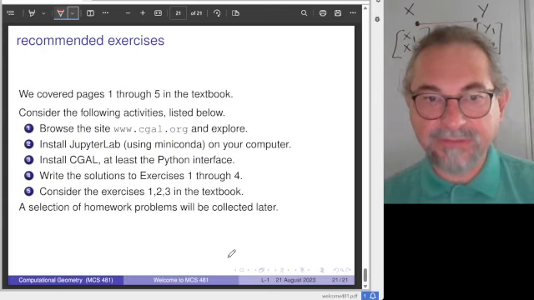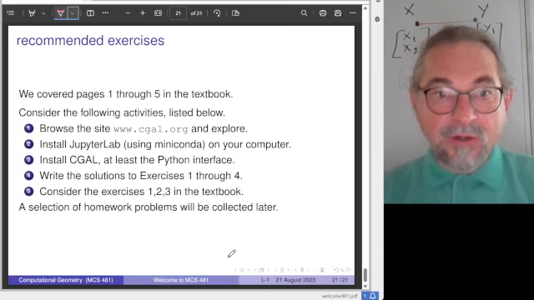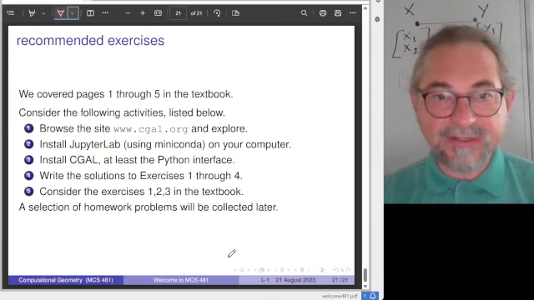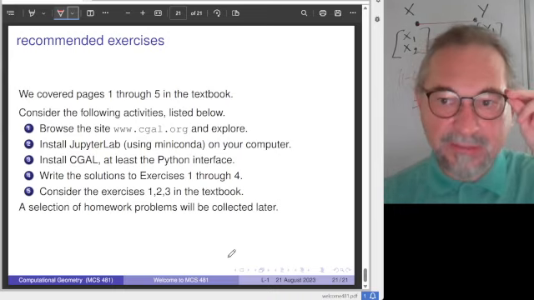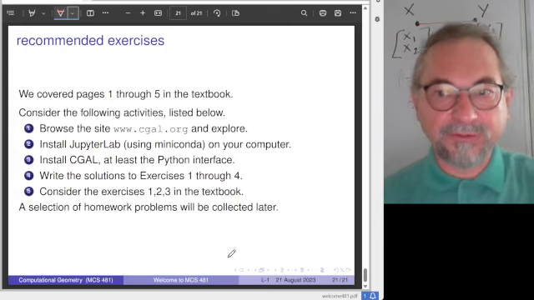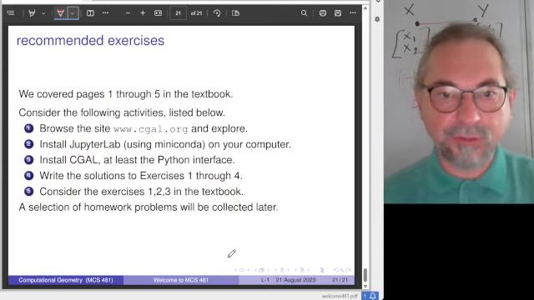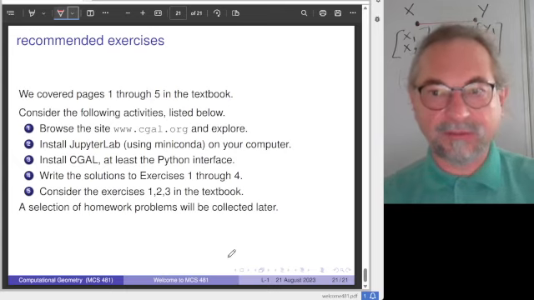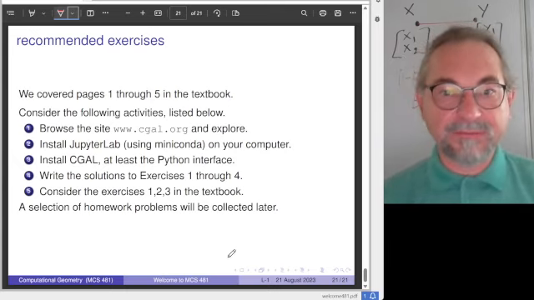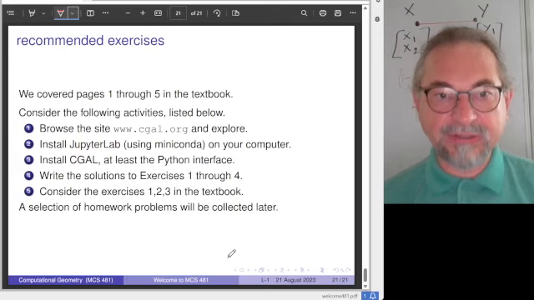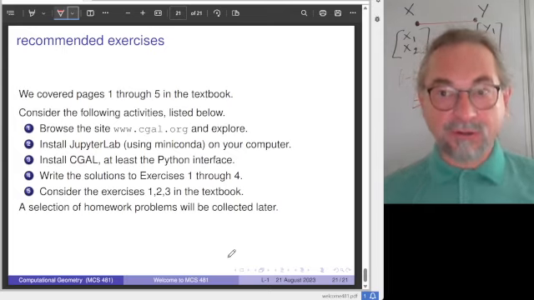All right, I will switch to the demonstration part of this pre-recording. What are the recommended activities? Browse the website. If you do not have a sufficiently good computer to work with, let me know. We can do something about this. But I'm actually assuming that you can install Jupyter Lab. So all the exercises will be collected in a Jupyter notebook. I will post Jupyter notebooks with the examples.